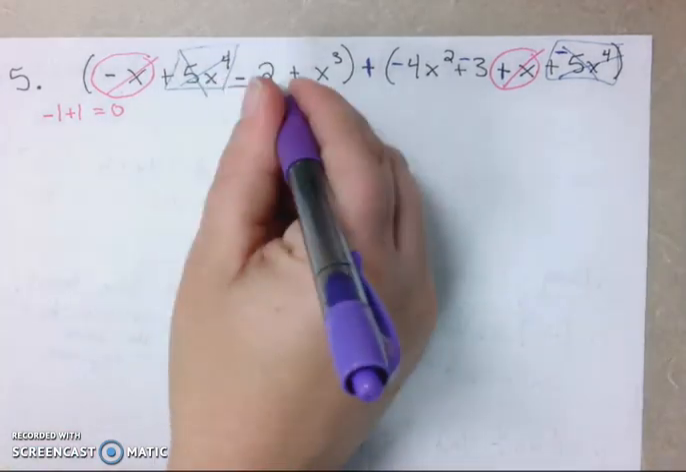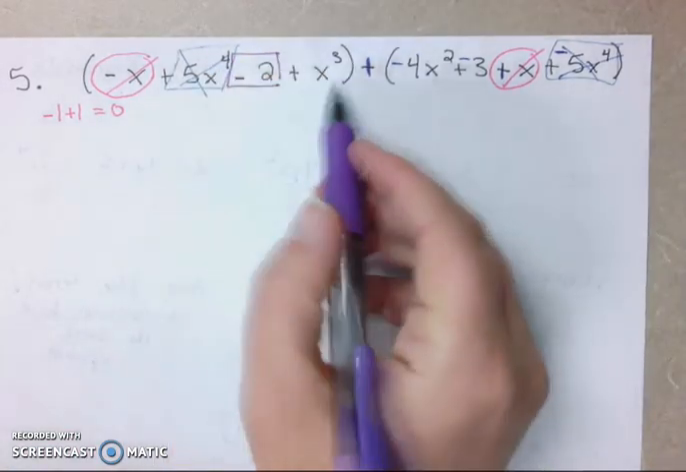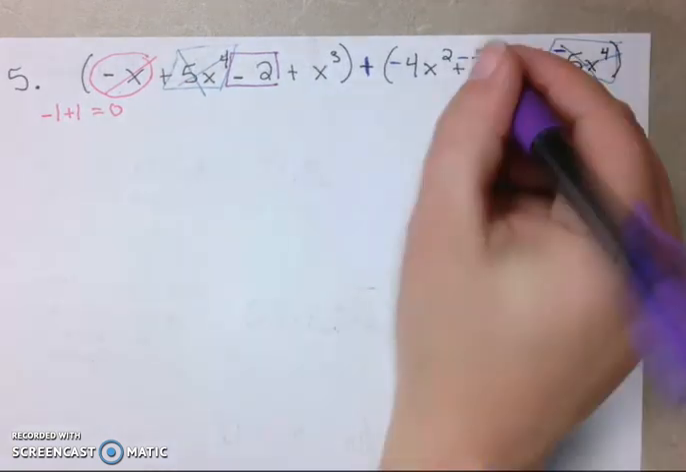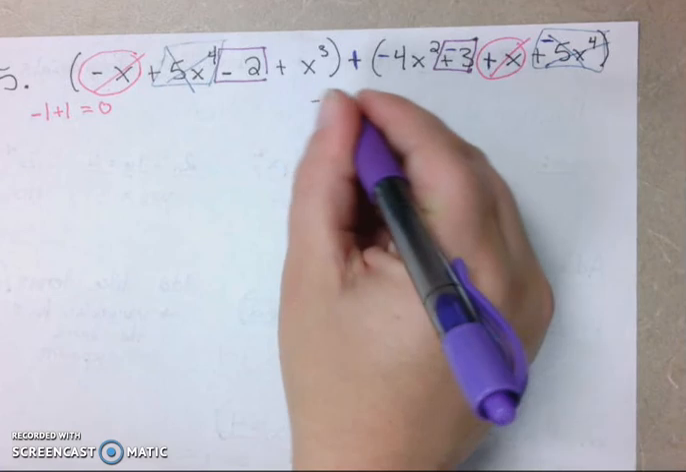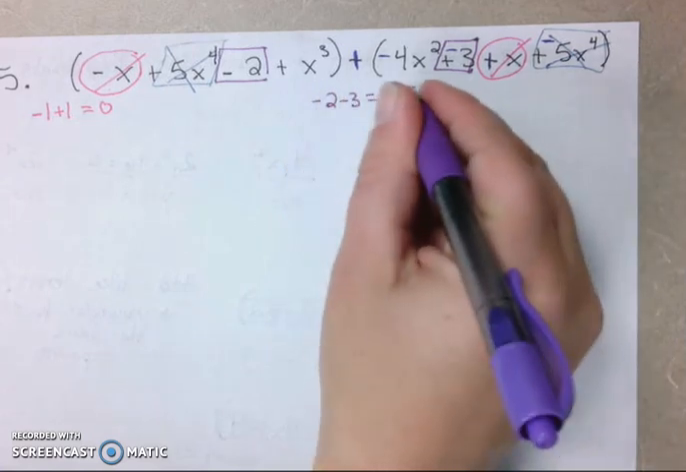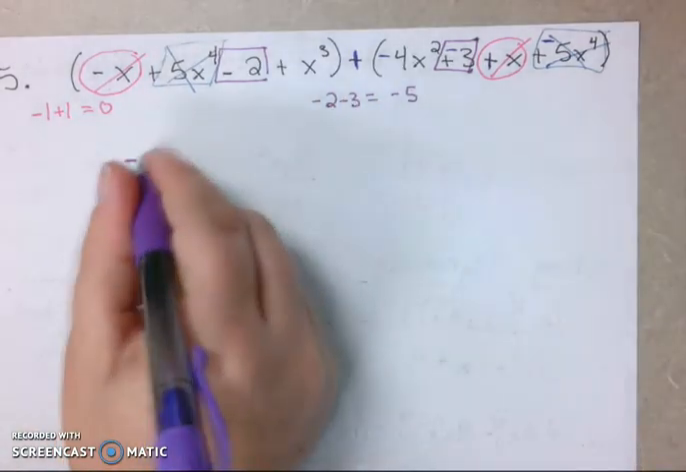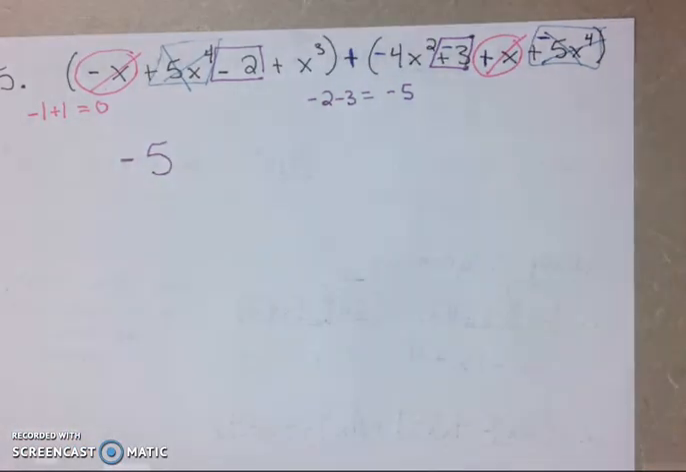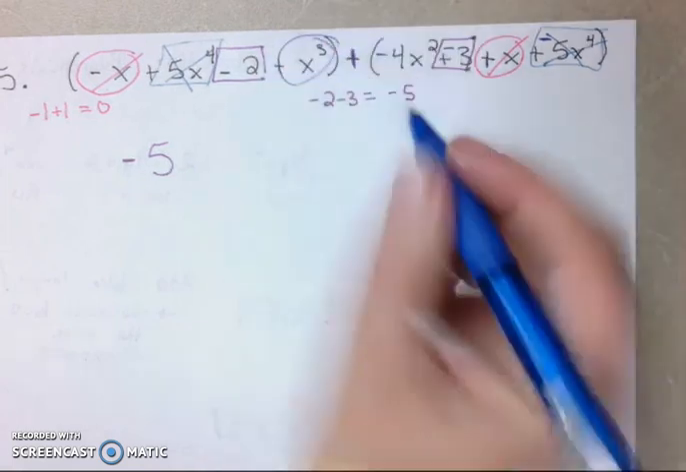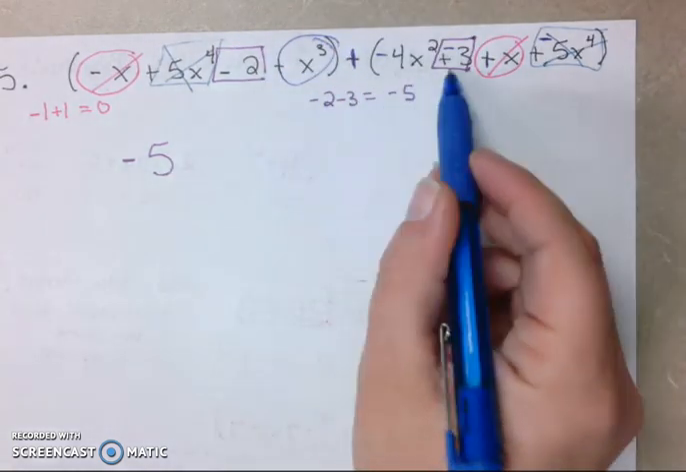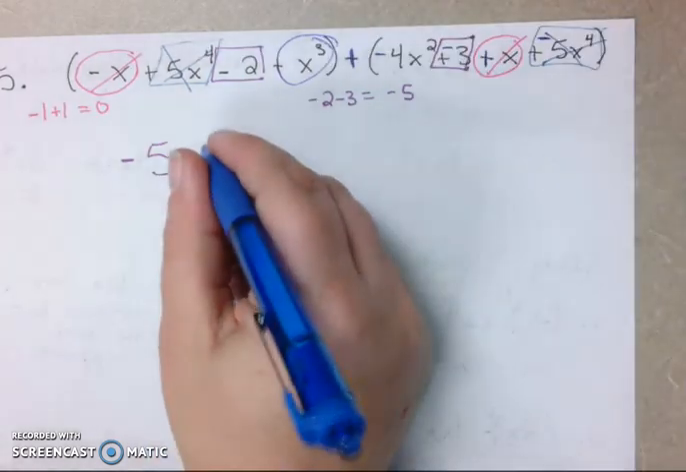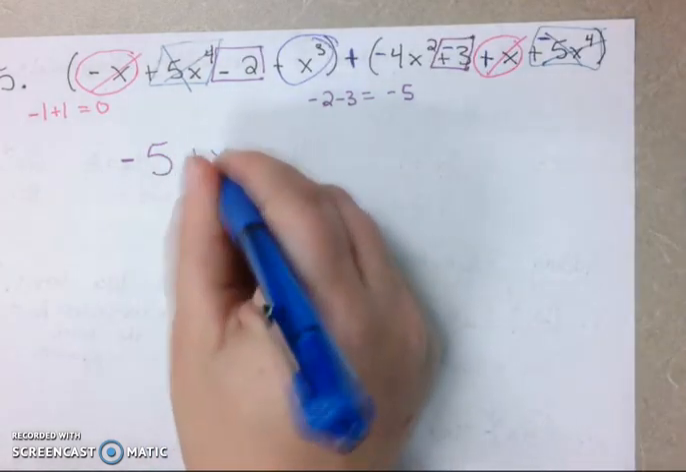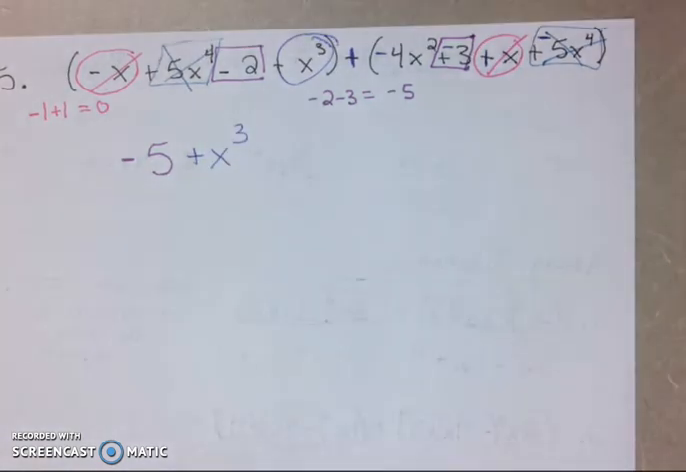Now I have negative 2. So let's find just a number. Here's a number. Minus 3. Negative 2 minus 3 is negative 5. So that's the first thing I came up with. Negative 5 is the first answer. Now I have x to the third. Let's find x to the third. There is none. So that doesn't change. It's a positive, so put plus x to the third. And just leave it like that.